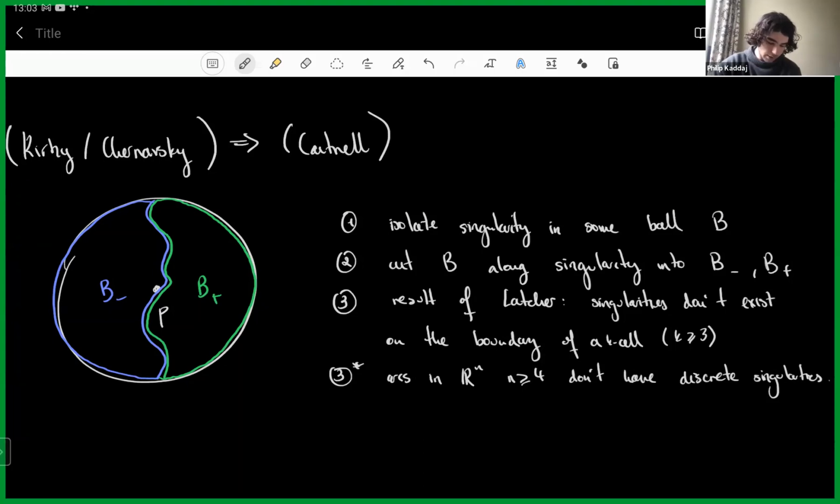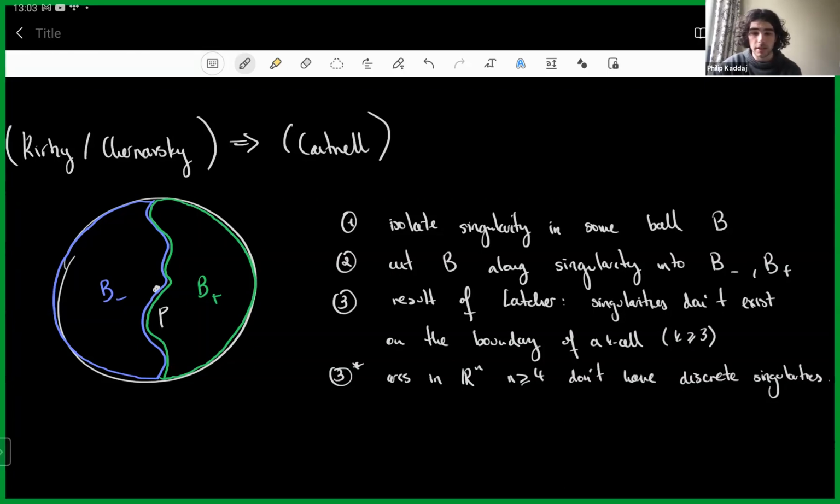Well, then we can isolate the singularity in the ball and cut this ball in half along P into some balls B- and B+ such that P lies on their boundary. And so Kirby then used the result of Latcher, which states that singularities can't exist on the boundaries of K cells for K sufficiently big.